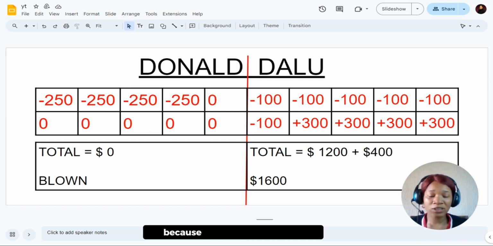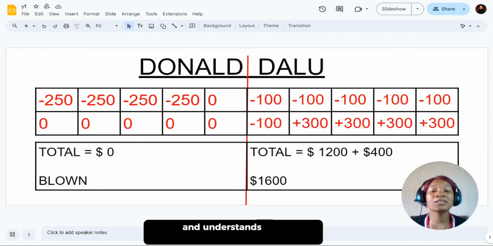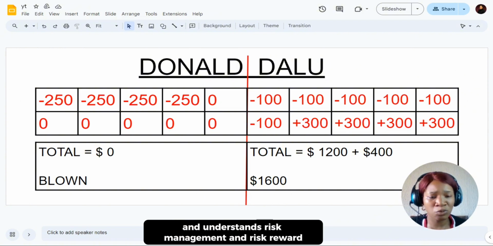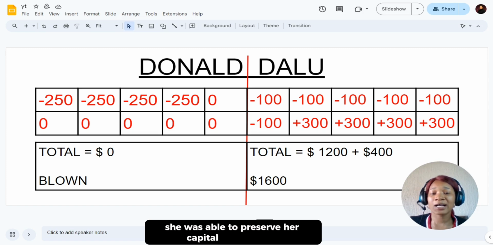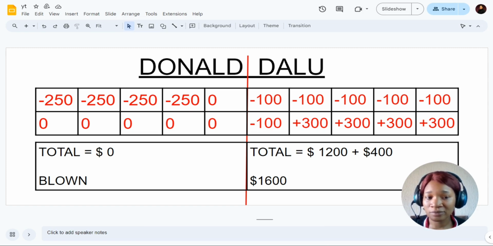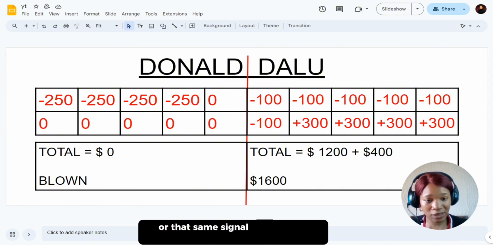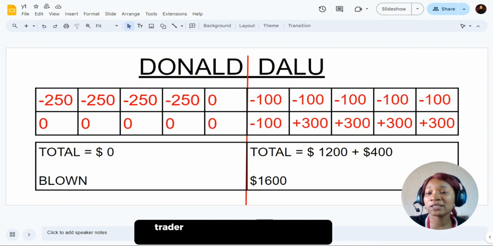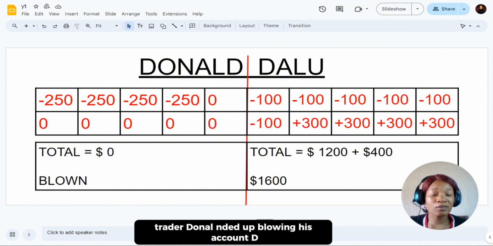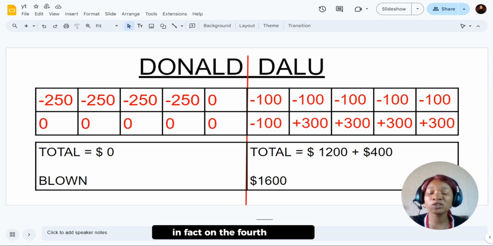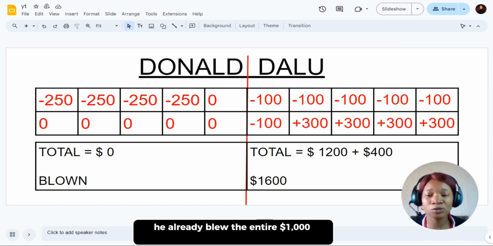But at the end of the day, because she is a conservative trader and understands risk management and risk to reward, she was able to preserve her capital long enough to begin to make profit from that same strategy or that same signal. Whereas on the other hand, trader Donald ended up blowing his account even before the fifth trade. In fact, on the fourth trade, he already blew the entire $1,000 equity.